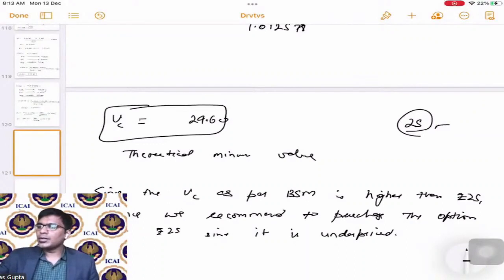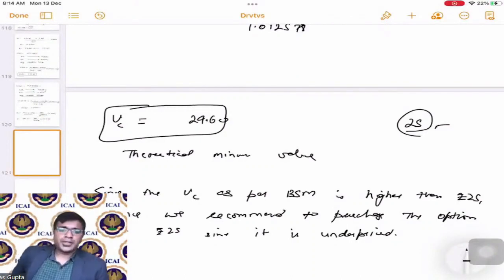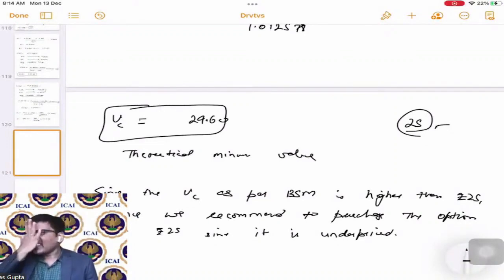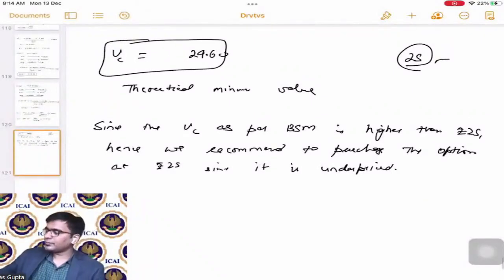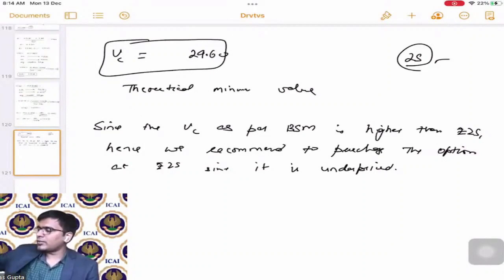Okay, students. So hence it gives us that indication that we should purchase these options, because the minimum value is actually higher than the current price that is running in the market. Okay, students. So this is the first part of the question. So it was asking us to calculate this.